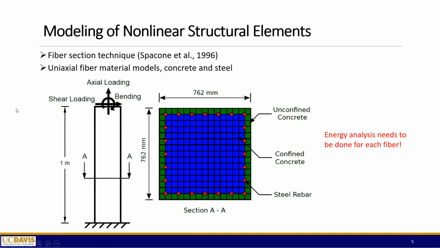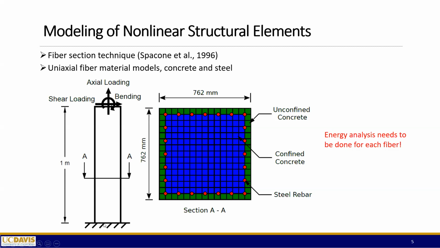Okay, so next I'm going to talk a little bit about how we model the nonlinear structural element in our work. The method we are using is the so-called fiber section technique that was developed by Spacone and his colleagues in 1996. The idea is to separate a cross-section of a structural element, a beam, into multiple uniaxial fiber materials, including concrete and steel. This plot illustrates how this idea works.